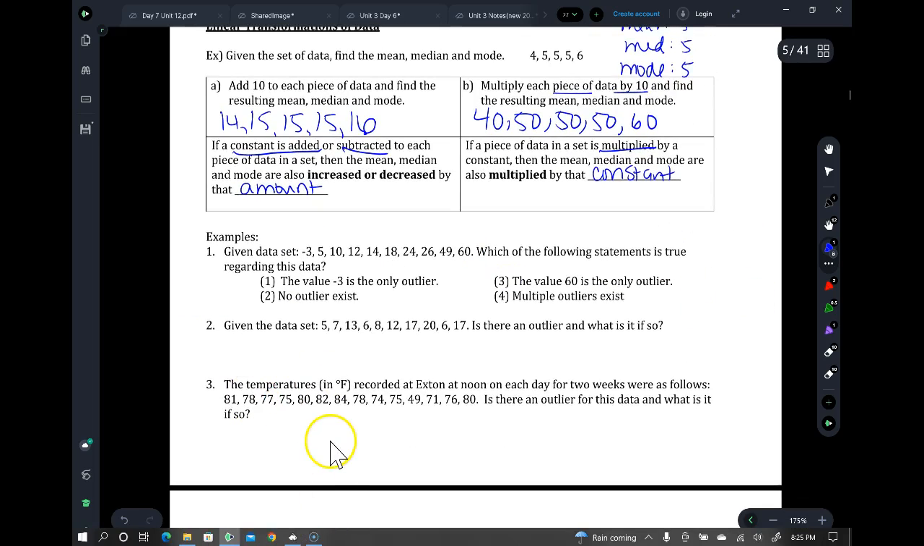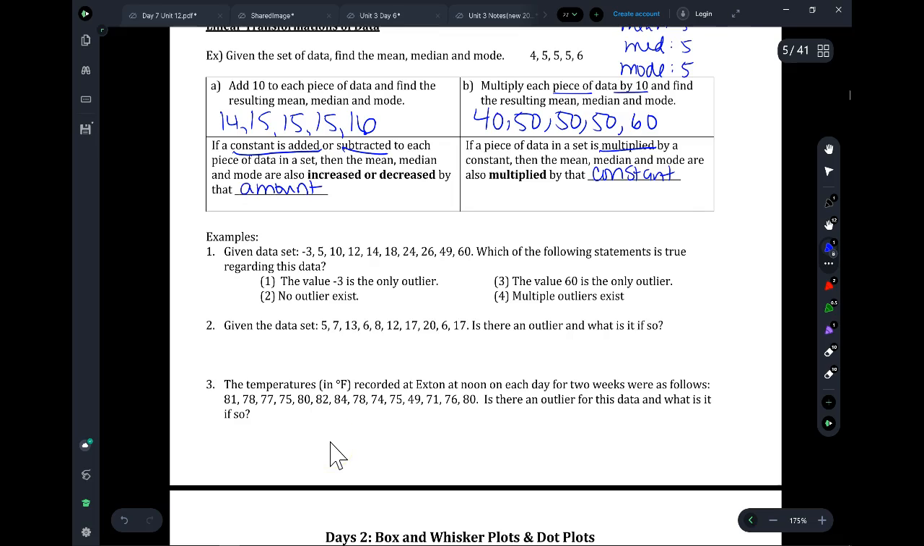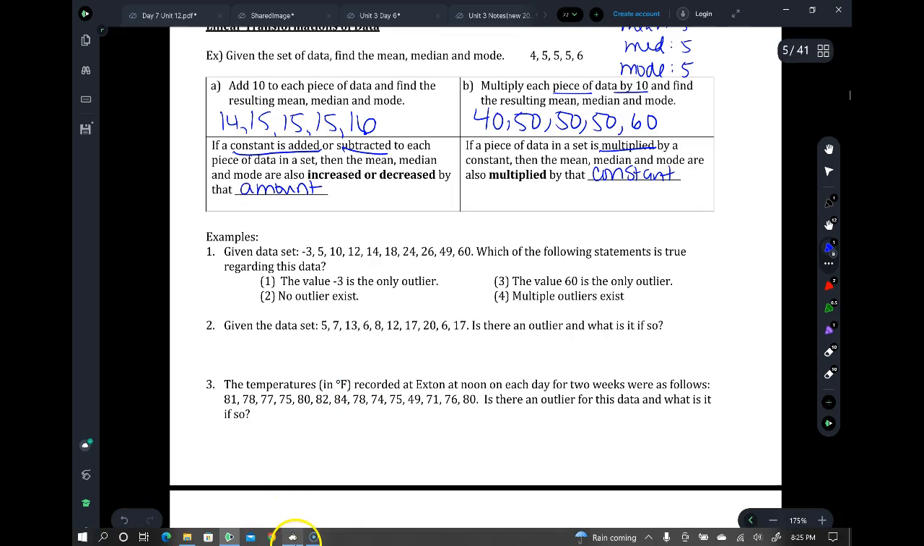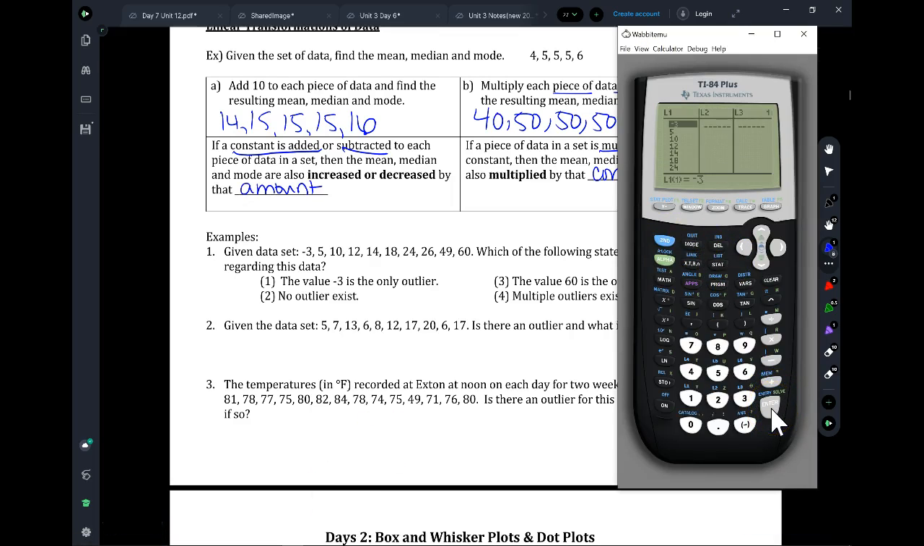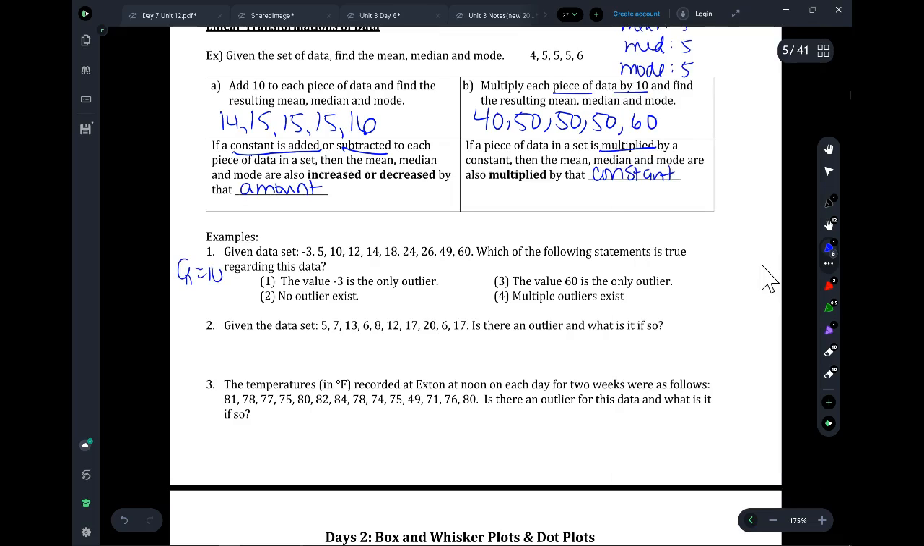Okay, so given the following data set, it says which of the following statements is true. Because it's discussing outliers, we need to type the data into our list again. Stat, edit. I've already typed in that data, so I need to go to stat, arrow over to calc, option 1, hit enter, scroll down so we can figure out our Q1 and our Q3. So my Q1 is 10 and my Q3 is 26.